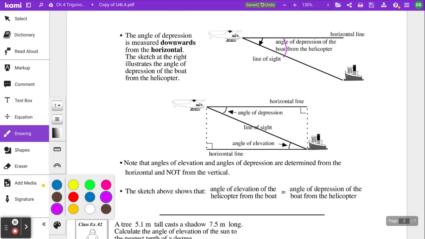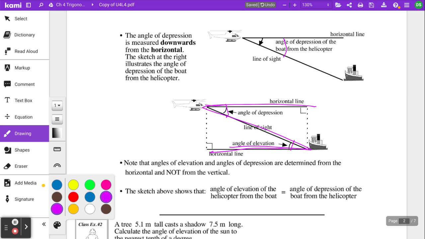So when you draw them both, if you draw the horizontal from the boat up to the helicopter, and you draw the helicopter down to the boat, guess what those things happen to be? Do you see the Z? Come on, tell me you see the Z. See the armpits of the Z? See it? Oh, they're the same thing.